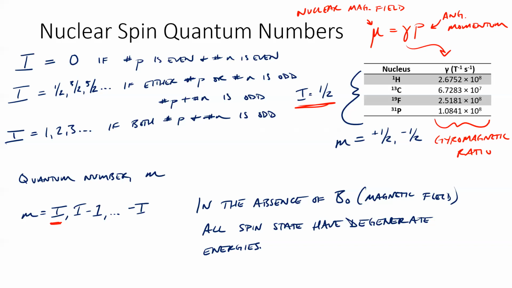I'm missing a unit. The unit on angular momentum should be radians per second. And so this should be radian per second times 1/Tesla, so that all your units cancel. Sorry about that.